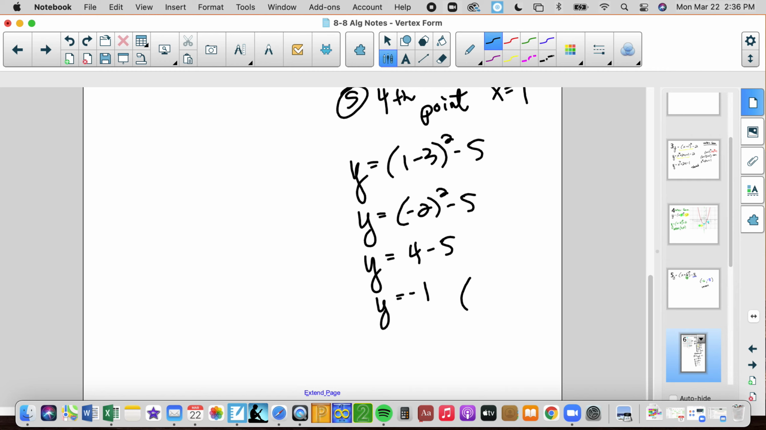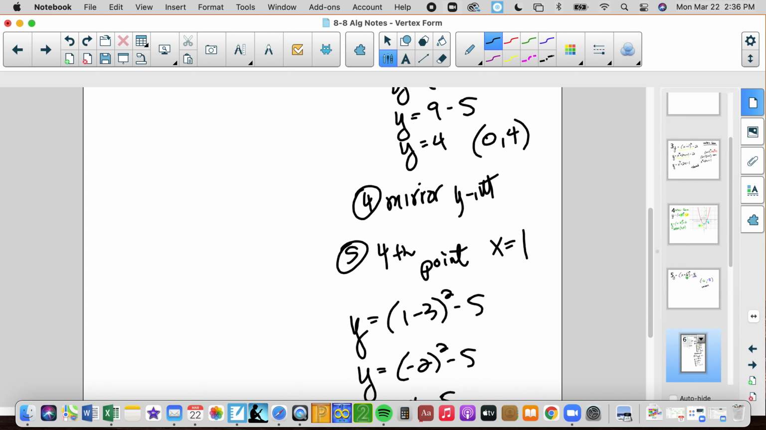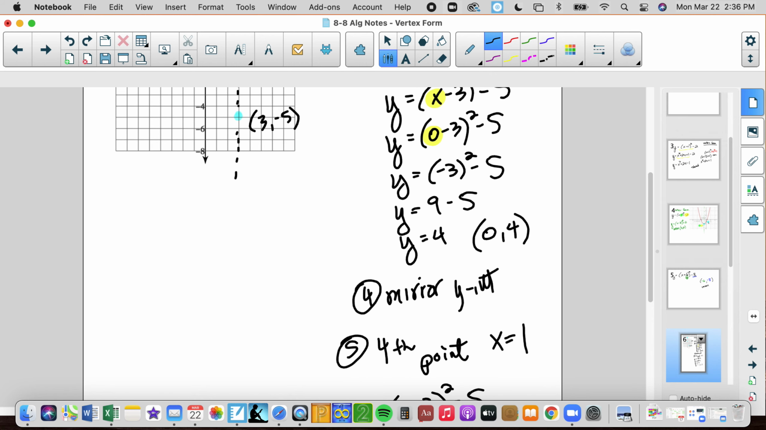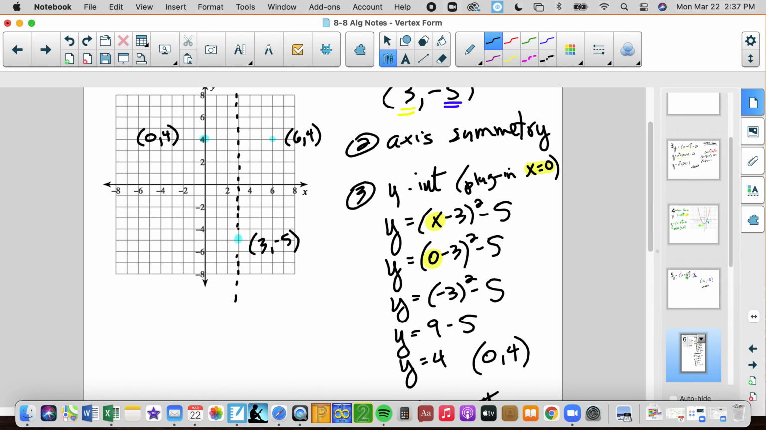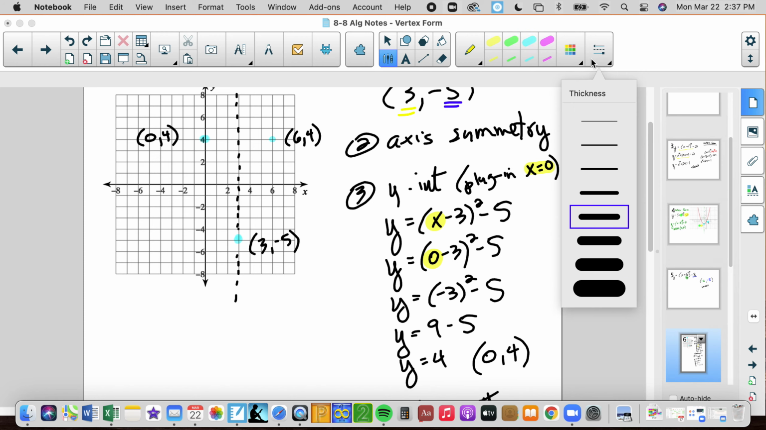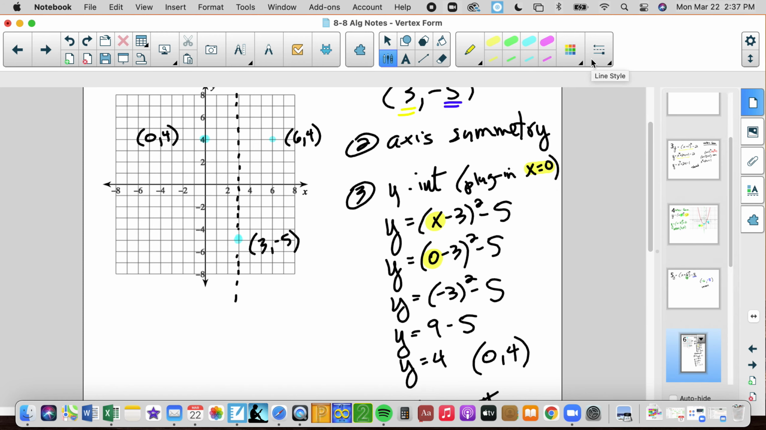So when I plugged in 1 for x, I got negative 1 for y. So let's graph that point on the chart. We plugged in a 1 and we got a negative 1. So let's use my highlighter. Plug in 1, I got negative 1. That would be that location.